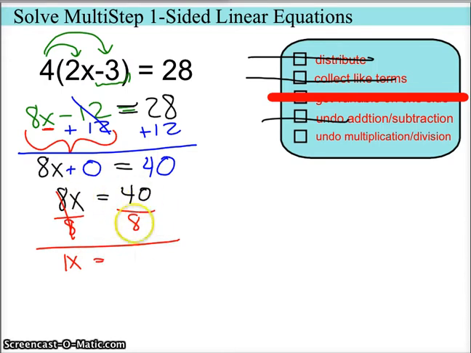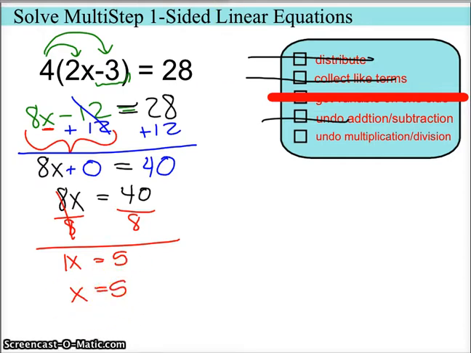And on the other side, 40 divided by 8 gives us 5. And then 1x is what we want, a single x. But you could simplify that even more. 1 times any other number is the other number. So 1x is the same as x, because when you multiply by 1, you don't change it. So our solution here is x equaling 5.